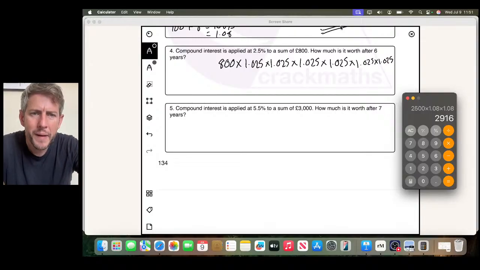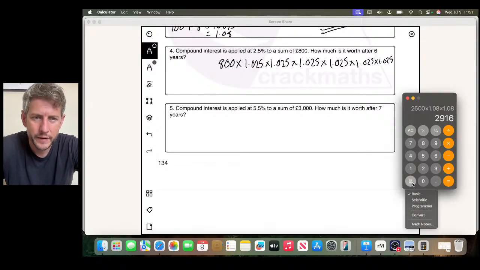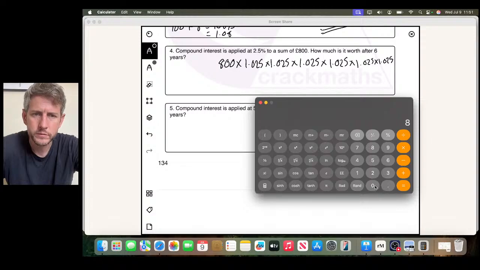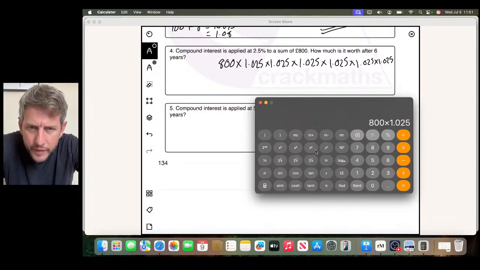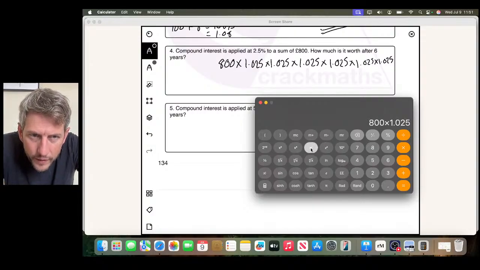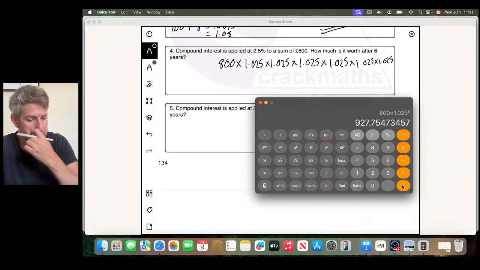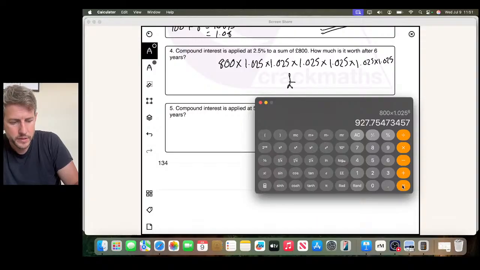I'm actually going to do something different here with the calculator. I'm going to go into the scientific mode, and do 800 times 1.025 to the power of 6. Remember when we've got those indices, it's basically telling us how many times we multiply a number by itself. So we've got 800 times 1.025 to the power of 6, and this will give me £927.75 to 2 decimal places.